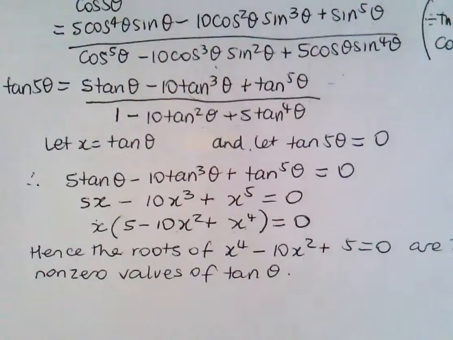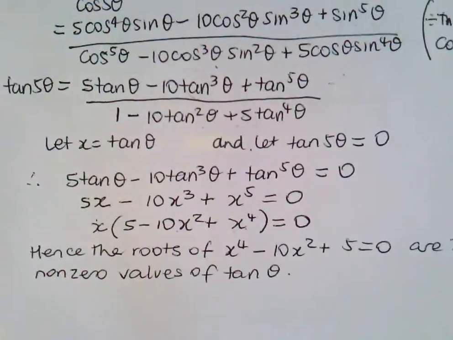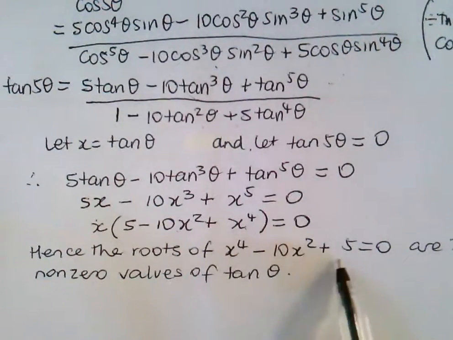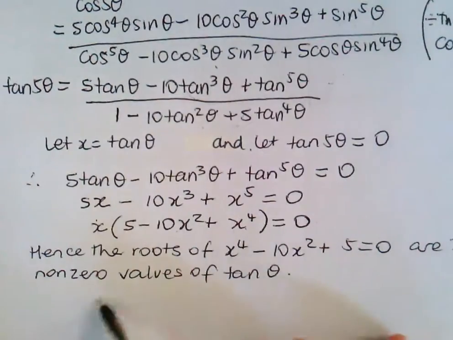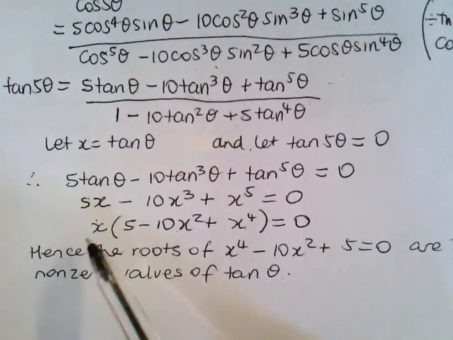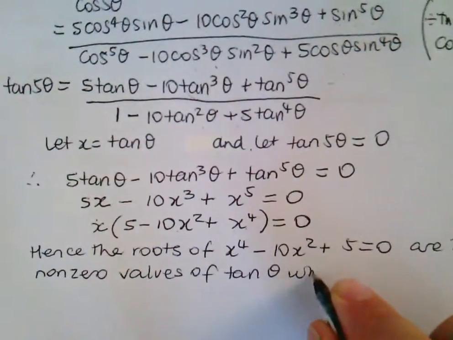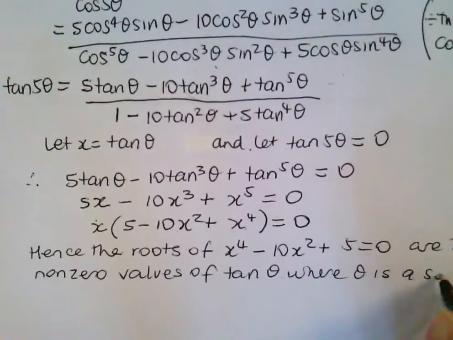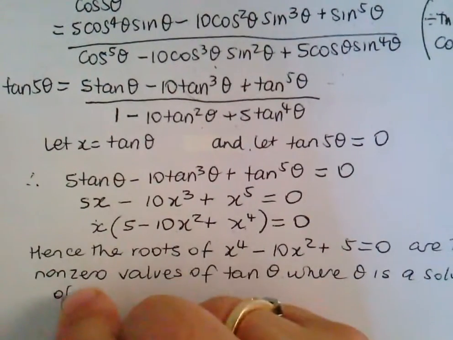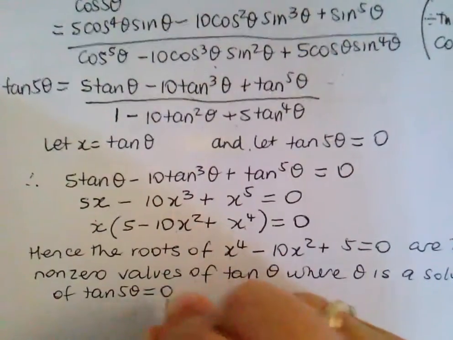You know how when you first learned how to solve quadratics, you would say, therefore, x is 2 or 3 to give the 0 for your whole quadratic. That's what we mean. If that one's 0, this is not. So sorry if I'm repeating myself. Hence, the roots of x to the power of 4 minus 10x squared plus 5 equals 0 are the non-zero values of tan theta. Because if tan theta is 0, then theta is 0. Okay? Where theta is a solution of tan 5 theta equals 0.